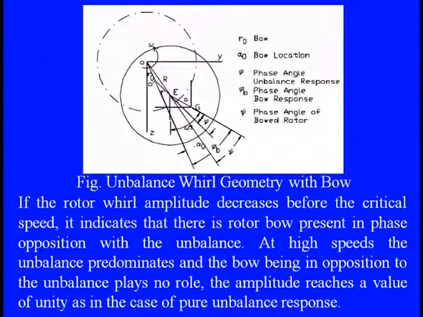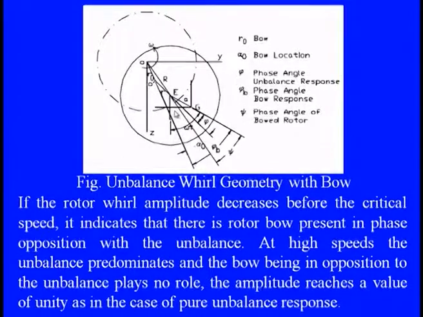As you can see on your screen, we have the bowed rotor, and in this one we have a clear deviation. Here R0 is the bow and alpha 0 is the bow location. If the rotor whirl amplitude decreases just before the critical speed, which is not a common sign, that means we have a rotor bow, a bend in the rotor, and this is in phase opposition with the unbalance.